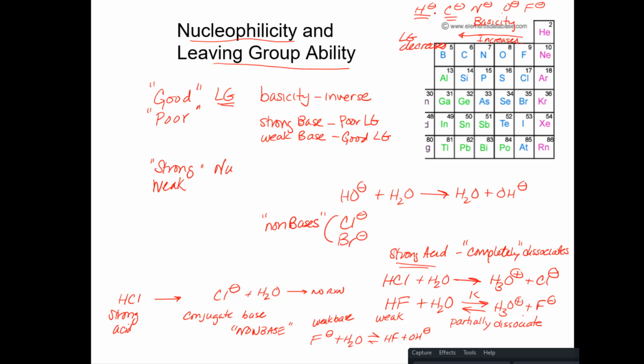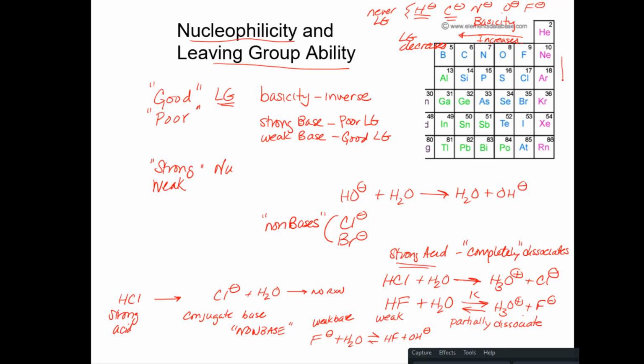So that means a group leaving as a C minus or an H minus is not going to happen. So C and H groups are never leaving groups. An O can leave only under certain conditions, but oxygen as a leaving group is going to be poor as well. So what are our best leaving groups? The halogens. Now, going up and down the periodic table, what happens?